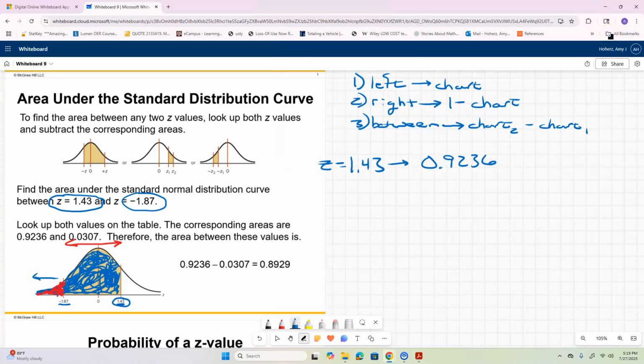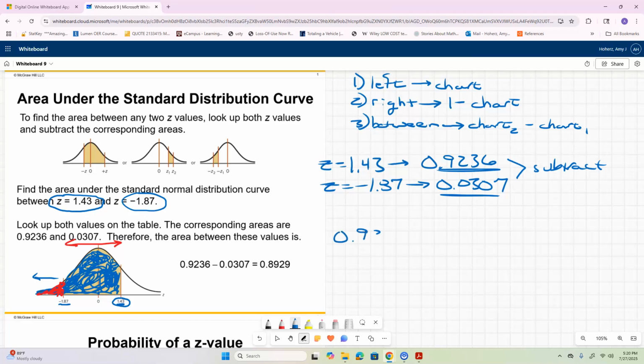So the z-value of negative 1.87, when we went to the chart, got us 0.0307. So now what we want to do is subtract those, because we want to take the whole area that we had from this one and subtract off the little bit that's to the left of that one. So 0.9236 minus 0.0307, and that will get us 0.8929.